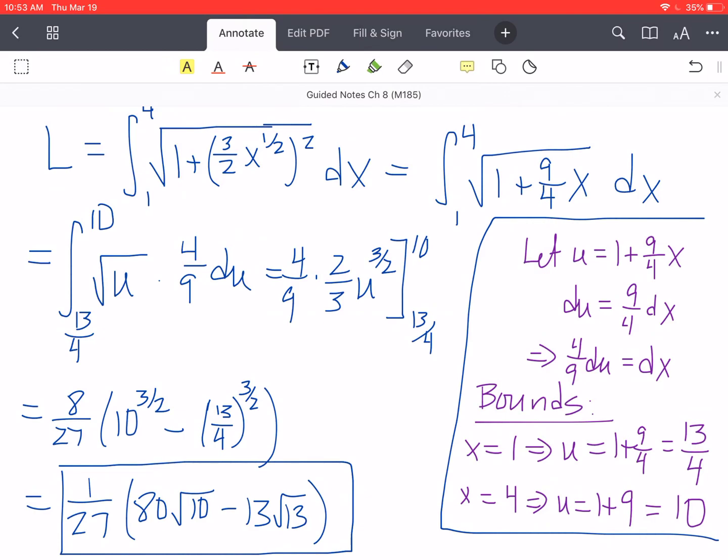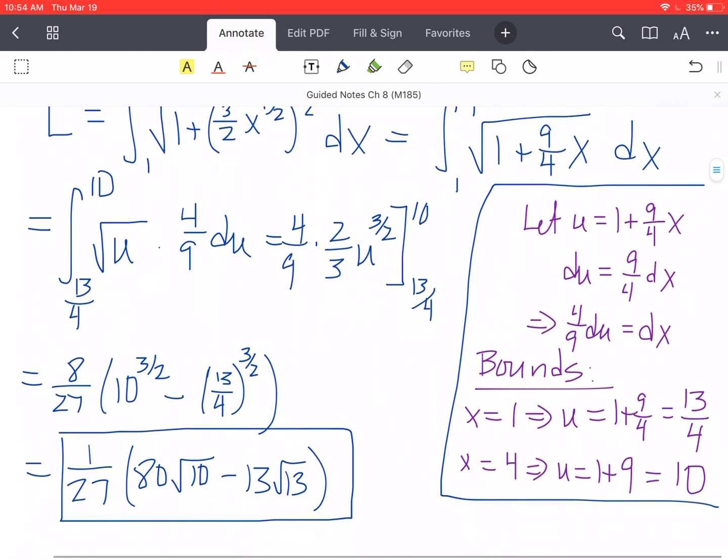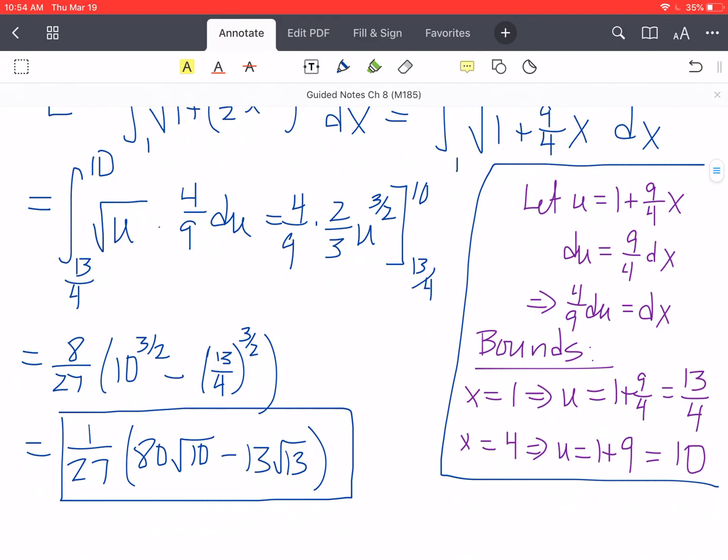Okay. So this value gives us the length of the arc on the curve y squared equals x cubed between the points 1, 1 and 4, 8. Okay, so that would be this value.